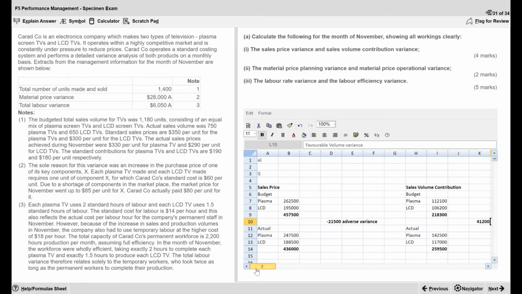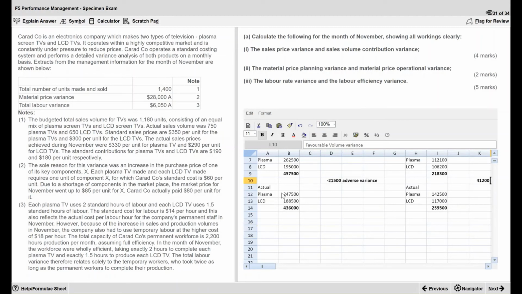Okay, next. The material price planning variance and material price operational variance. Remember, both of them are price, but it is when we take the price variance and divide it into two parts that it becomes planning or operational. Planning is when you compare original budget with revised budget, and operational is when you compare revised budget with actual performance. So we need three things here: original budget, revised budget, and actual.